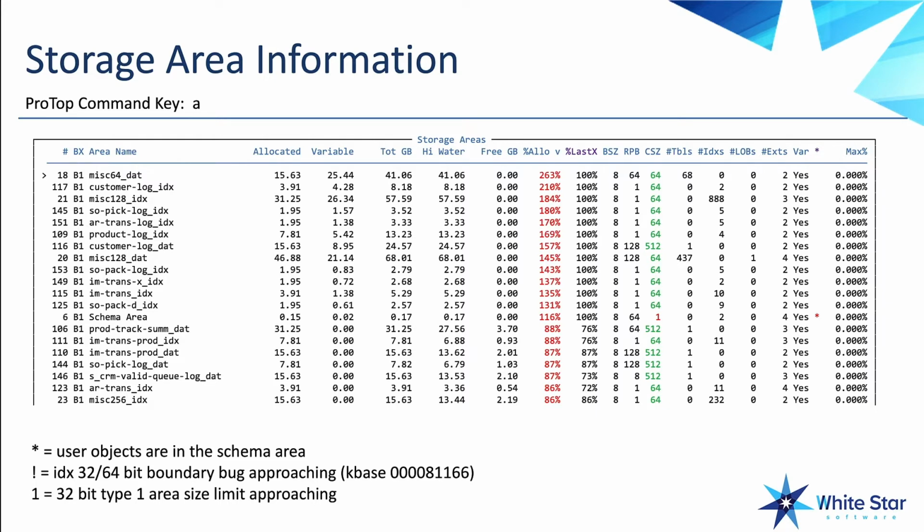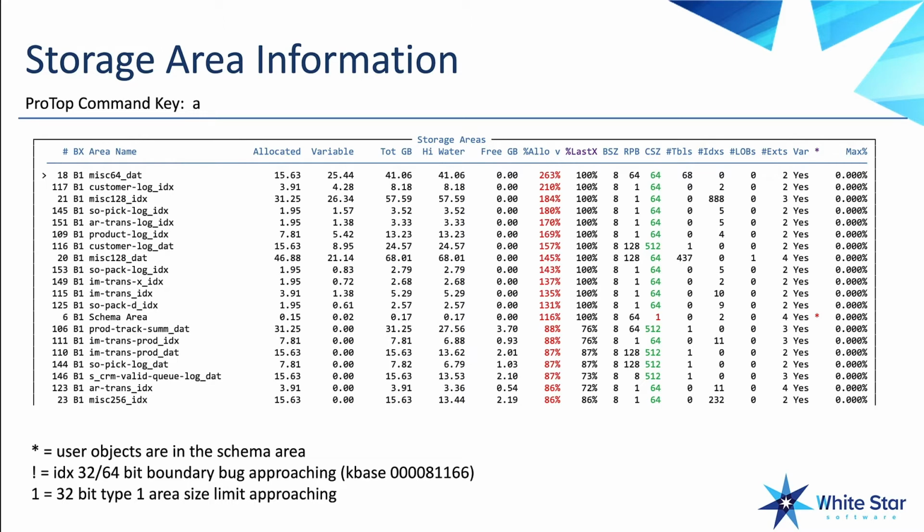The Protop storage area information screen is accessed via the A command, and this draws your attention to a lot of these issues by color-coding metrics that you might be interested in. Right away, we see that there are some things in red. We see that in this particular database, the allocation is well over 100%. So we started out with a fixed allocation of extents, but we've allowed the database to grow into the variable area. This is actually quite common. A lot of people start out with the idea that they're going to manage the extent sizes, and then over time they stop doing it and the extents grow into the variable areas.